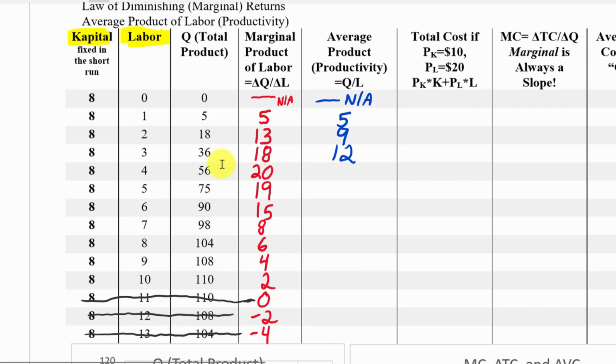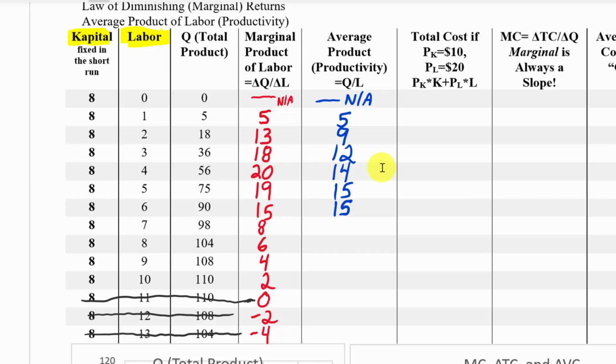So 56 divided by 4 gives us 14 units per worker on average. 75 divided by 5 gives us 15 units per worker on average. And 90 divided by 6 also gives us 15 units of output per worker on average. So again, this 19, the fifth worker, when we hire that person, brings in another 19 units of output. But on average, when we have 5 workers, we're getting 15 units of output per worker. Okay? Not just for the fifth, but for all 5 on average.